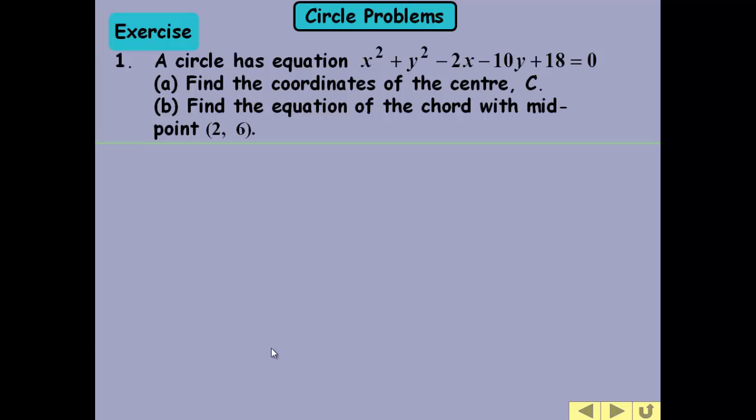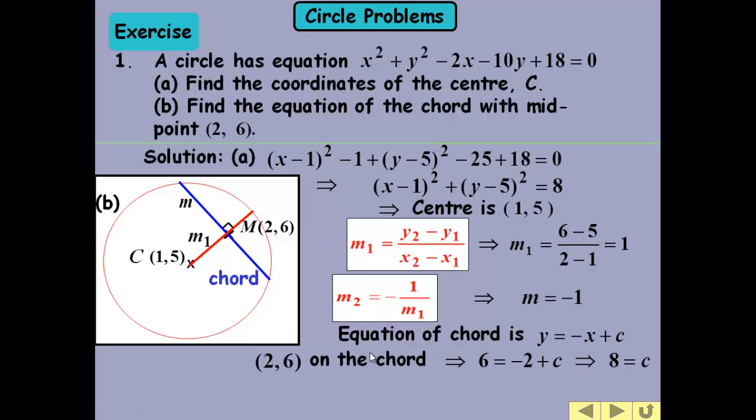Okay, I'll show you the answers. Like so. We get 8 for c. So the equation is y equals minus x plus 8.